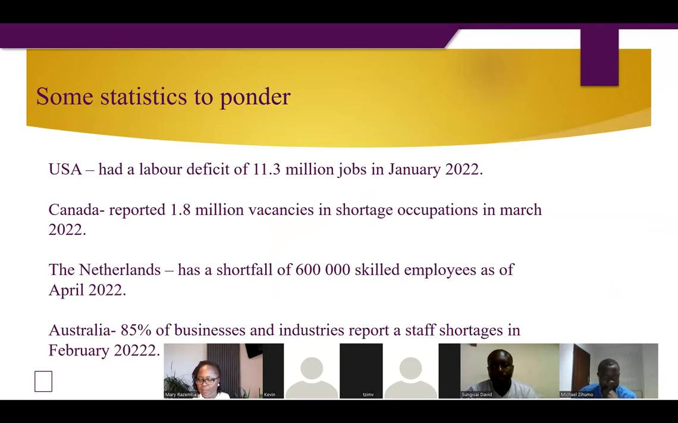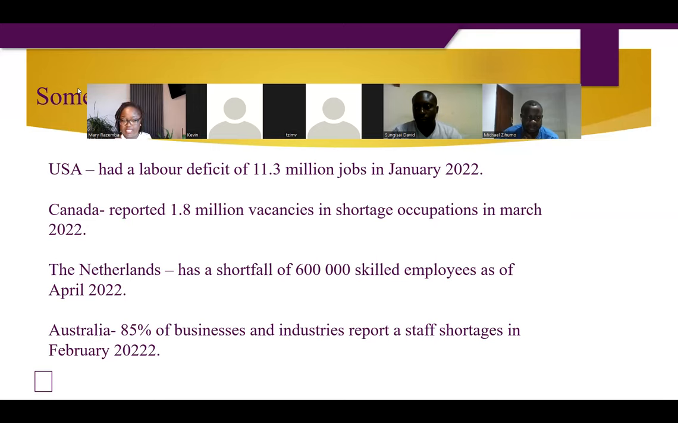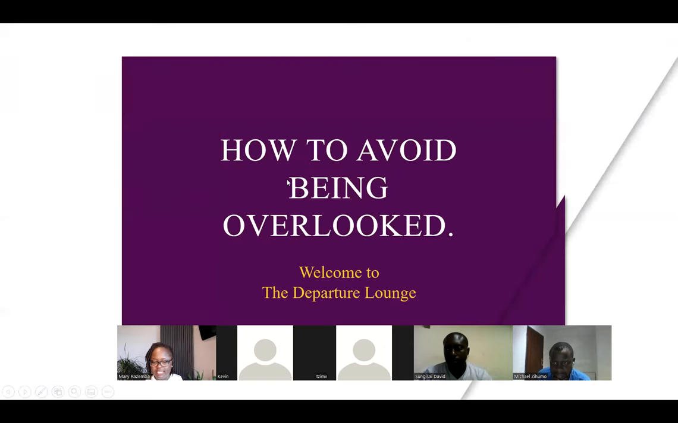And this is where I want you to see the opportunity that lies here. These statistics are based on just the first few months of this year. Believe it or not, the USA had a labor deficit at the moment of 11.3 million jobs in January of 2022. Canada reported 1.8 million vacancies and shortage occupations in March of 22. The Netherlands, which is one of the smallest countries in Europe, has a shortfall of 600,000 skilled employees as of April 2022. And Australia has 85% of businesses and industries reporting shortages in February of 2022. You'll understand that there are job opportunities out there.